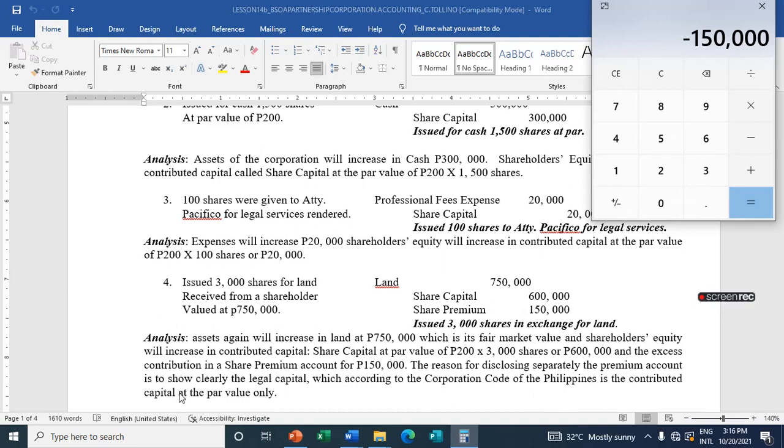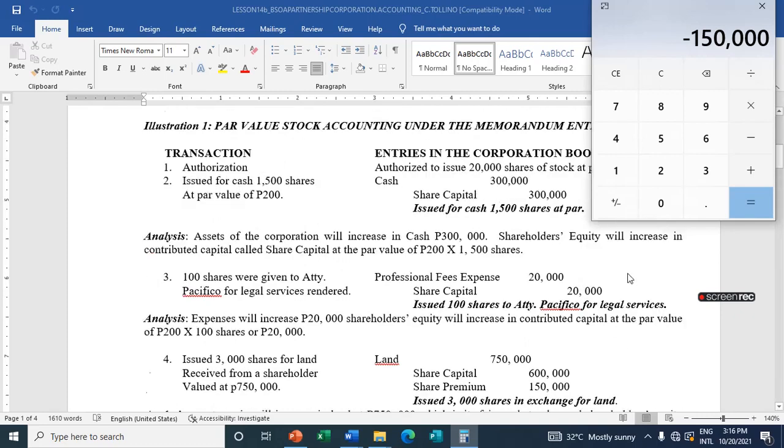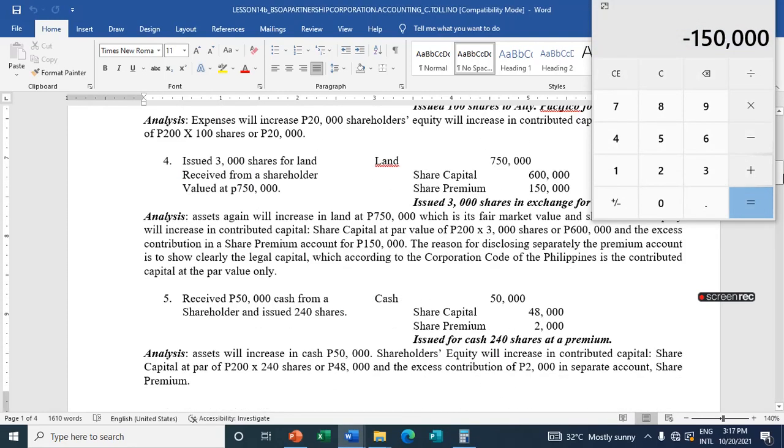Okay, is the contributed capital at the par value only. So, wala siyang excess. And as transaction 5, receive 50,000 cash. Ayan, naka-receive siya ng 50,000 cash from a shareholder and issued 240 shares. So, kung i-multiply natin yan, 240 shares, multiply natin ng 200, makukuha natin yung 48,000.